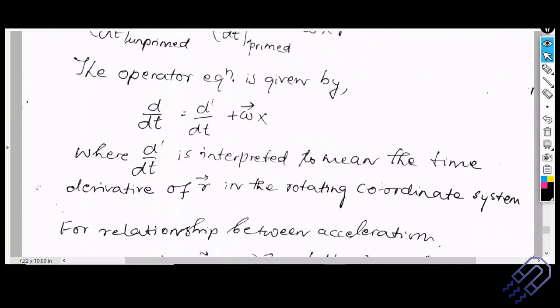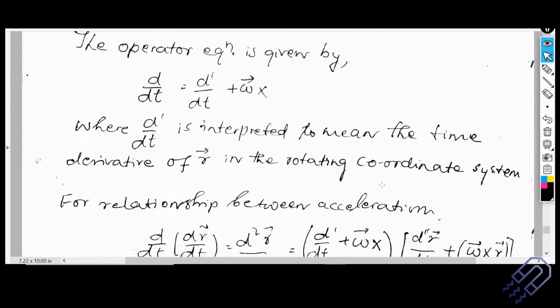So let me just go to the next part where we are going to discuss acceleration. So as I said, what is the operator now?